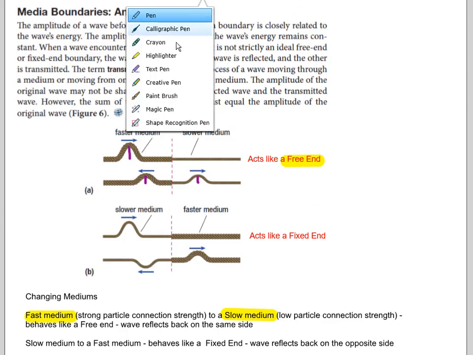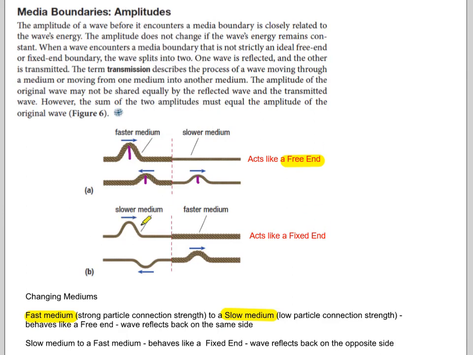Now, you could also have something like a shoelace attached to a thick rope, where this faster medium acts like a fixed end. So as you send your pulse down, some energy will be transferred into the faster medium, but some will also be reflected back, but it'll be reflected back on the opposite side. And once again, if this had an amplitude of 2, then you would expect this to be 1 and 1 in terms of their magnitude.